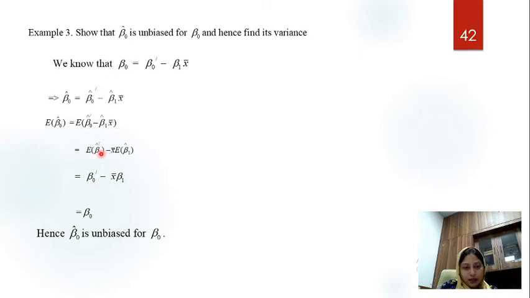Expected value of beta naught hat dash. So this is equal to beta naught dash minus x bar beta 1. Beta 1 hat is unbiased for beta 1 and beta naught hat dash is unbiased for beta naught dash. So this is equal to beta naught from here. So beta naught hat is unbiased for beta naught.